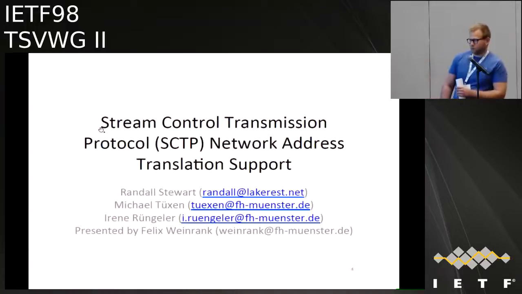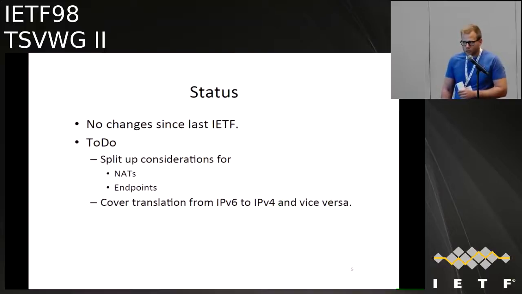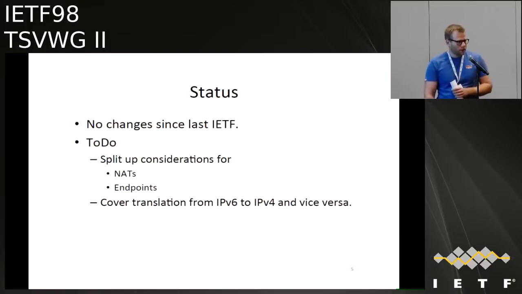So, stream SCTP NAT. One clarification: this is not related to WebRTC. I've heard it, but it isn't. So no changes. On our to-do list is to split up considerations for NATs and endpoints and cover the translation from IPv6 to IPv4 and vice versa. We have tried to implement SCTP NAT into VirtualBox, but this wasn't possible. Well, we tried, but we failed. We will see.